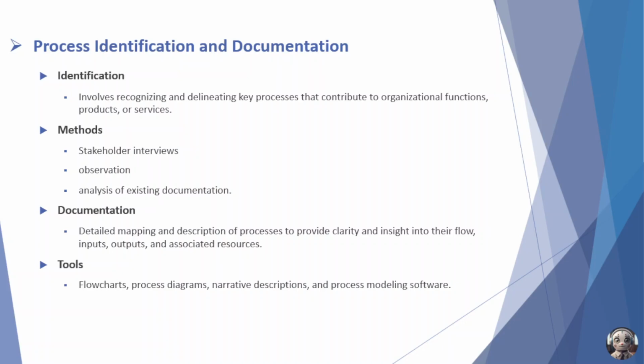To identify processes effectively, organizations can employ various methods, including stakeholder interviews, observation, and analysis of existing documentation. Engaging with stakeholders directly involved in the processes yields valuable insights into their intricacies, challenges, and interdependencies. This collaborative approach fosters a deeper understanding of process dynamics and ensures that all perspectives are considered in the identification process. Once processes are identified, documentation becomes paramount in providing clarity and insight.